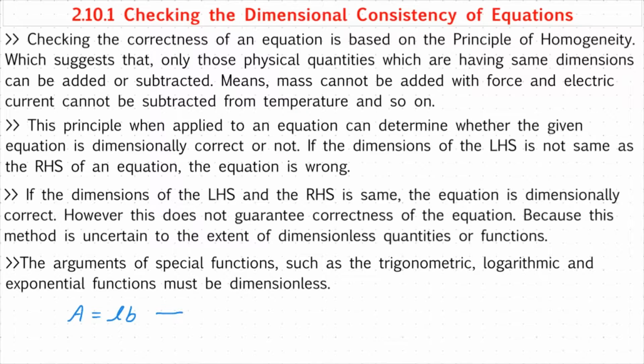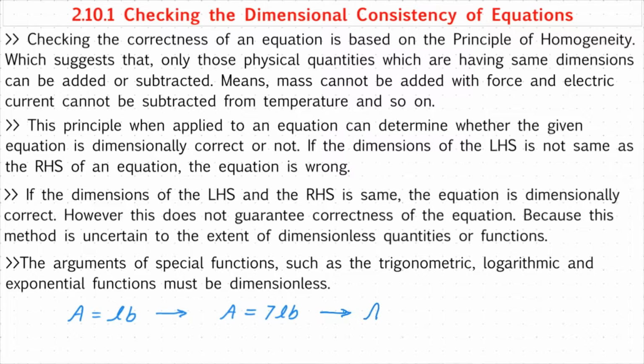Now, if I make some changes, let us say I write the area A equals 7 LB, then also this equation will be found correct dimensionally, because in this case also the dimension of the left side and right side will come out the same, because 7 is a dimensionless number, and that's why it is not considered in dimensional analysis or dimensional consistency. So dimensionally this equation will be found to be correct, but we know that this is not a correct equation.